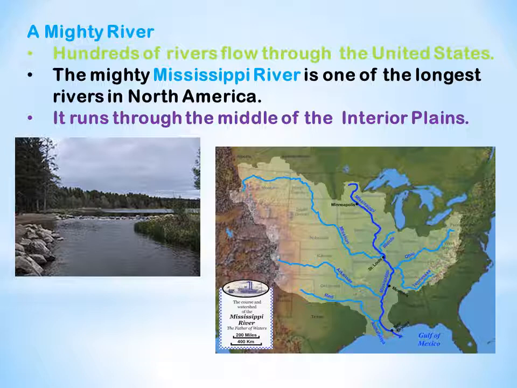Hundreds of rivers, grade 4, flow through the United States, and the mighty Mississippi River is one of the longest rivers in North America. You can see here in the map that it runs through the middle of the interior plains. Like all rivers, it starts at a high place and flows to lower land, and its source is a small lake in Minnesota.